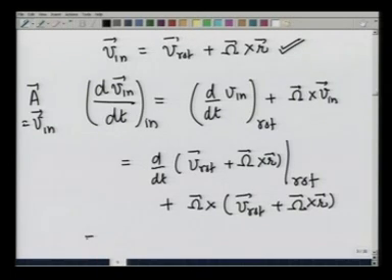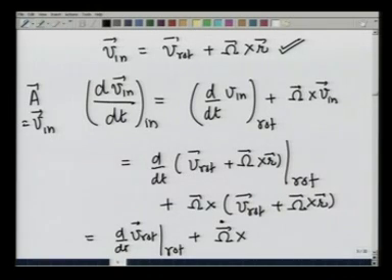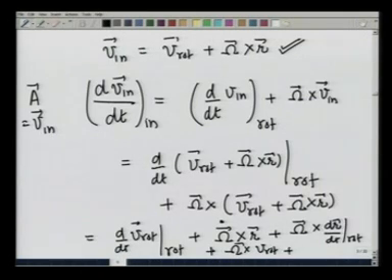And this gives me d/dt of v, the velocity in the rotating frame as observed in the rotating frame, plus omega dot cross r, plus omega cross dr/dt as observed in the rotating frame, plus omega cross v rotation, plus omega cross r. Let me write it again.